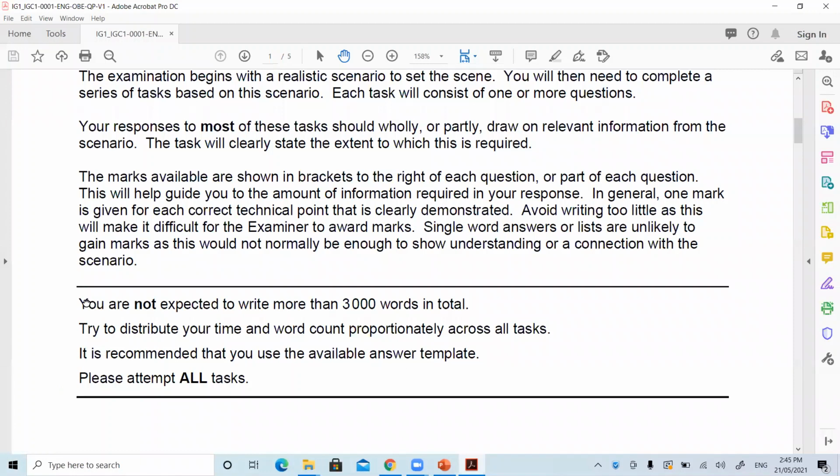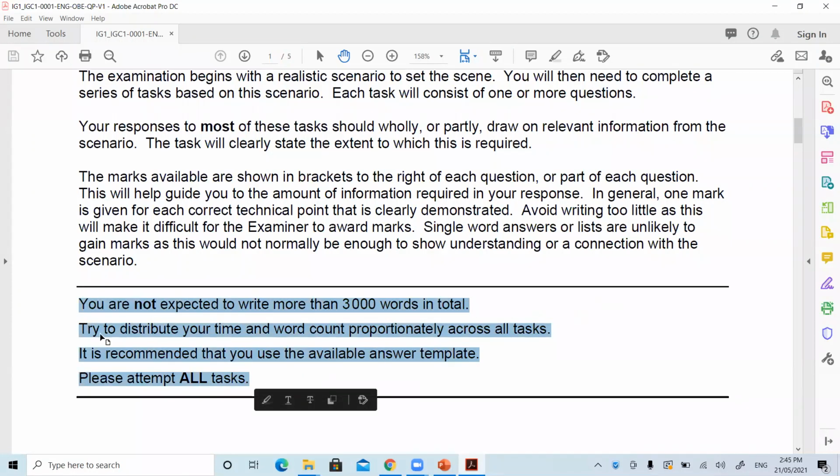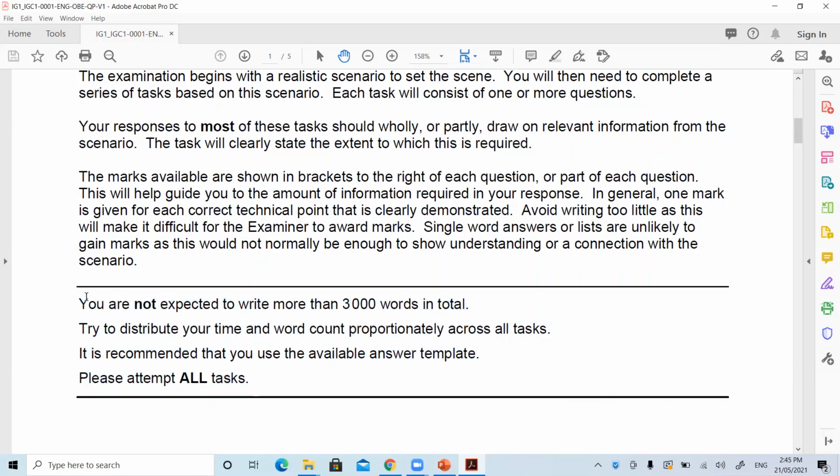Now, remember, this part is not mandatory. Whatever is written here is just for information. You are not expected to write more than 3,000 words in total. So here, NEBOSH is giving you an idea of how many words are required. Around 3,000 words is enough.